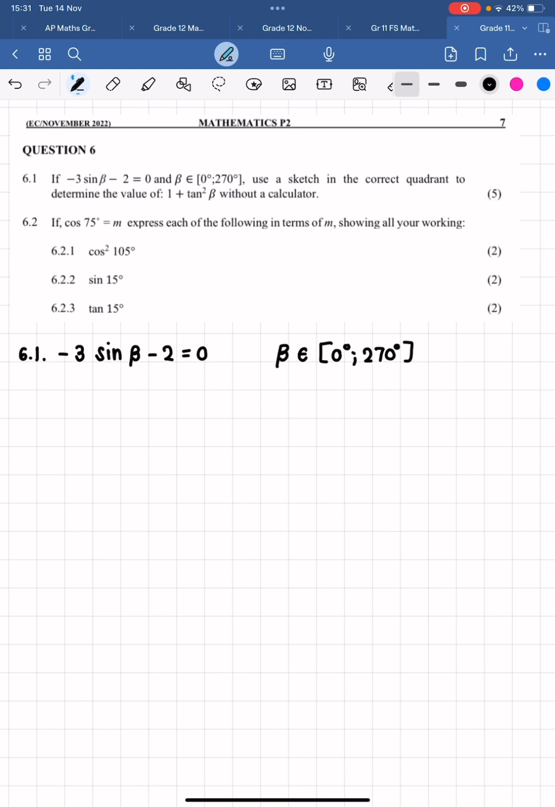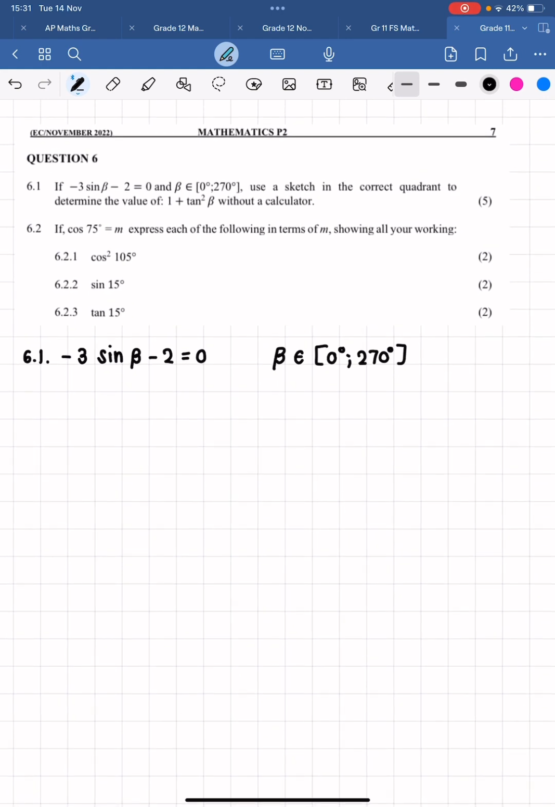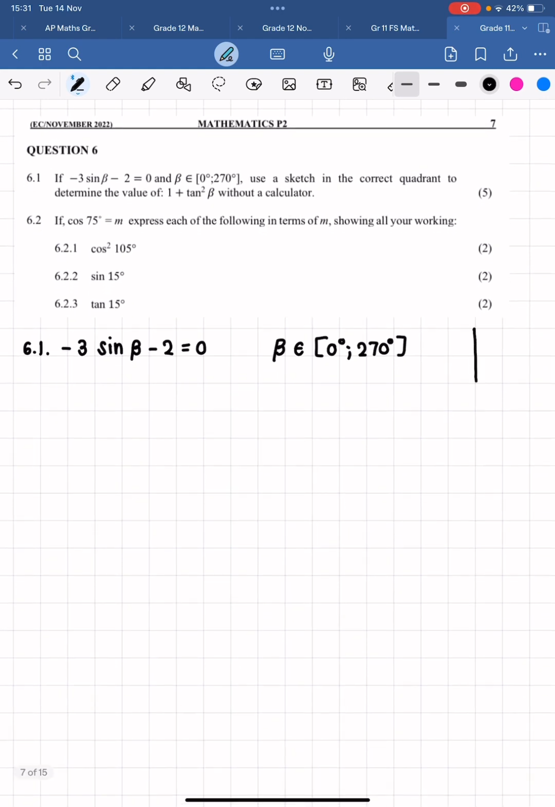Now guys, this means that beta, the angle, has to be between 0 and 270. For that to happen, if we're drawing our Cartesian plane, remember this is 0, this is 90, this is 180, and this is then 270. If they are saying between 0 and 270, that means that this angle has to lie in quadrants 1, 2, or 3. Remember, that's 1, that's 2, that's 3, and that is 4.